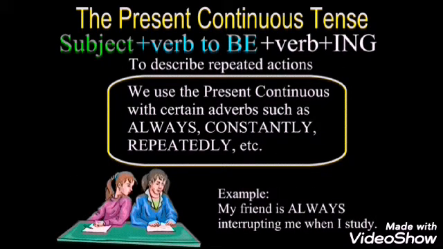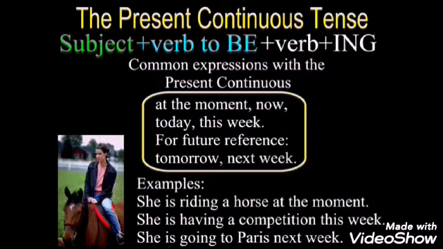The fourth one is to describe repeated actions. We use the present continuous with certain adverbs such as always, constantly, and repeatedly, etc. For example, my friend is always interrupting me when I study, but this is with interrupting actions. If we are talking about annoying or interrupting actions, we use this form.